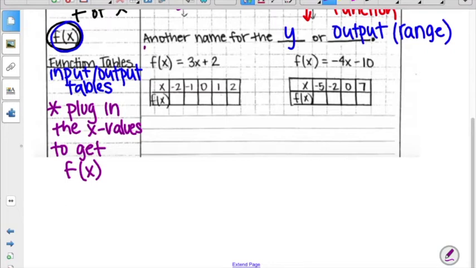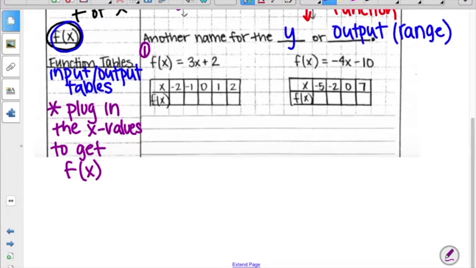First one says f of x is equal to 3x plus 2. And then we have our table. We have a couple values for x that have already been given to us. X is -2, -1, 0, 1, and 2. So we have to plug in each one of those into our equation to get the bottom boxes, or to get the f of x.